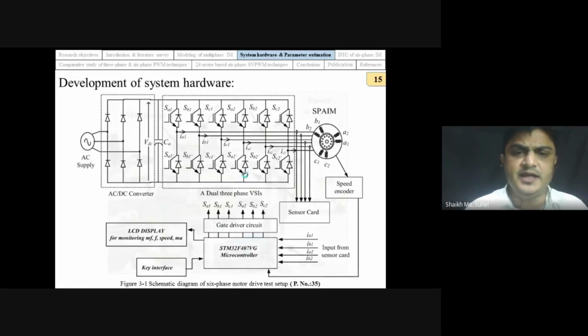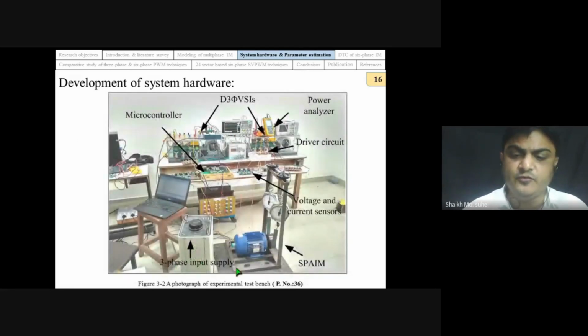This schematic diagram can also be explored using the hardware connection. This is the photograph of the experimental test bench. We have a three-phase supply, which is given first of all to an isolation transformer, and that transformer again generates three-phase voltage that we apply to our two inverters. These two inverters share a common DC link voltage. The output six-phase voltages are connected to our six-phase asymmetrical motor.